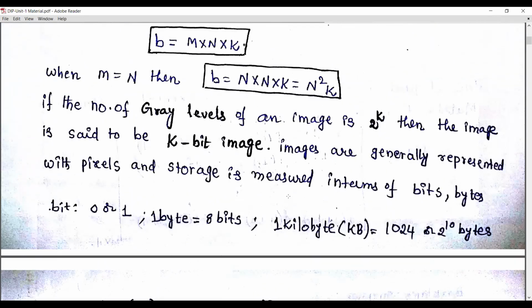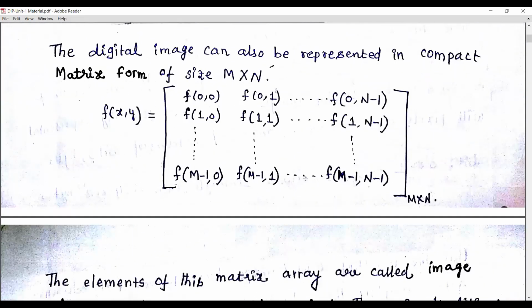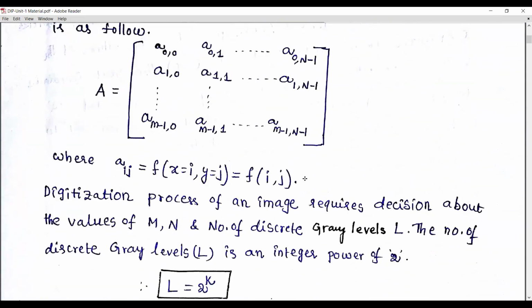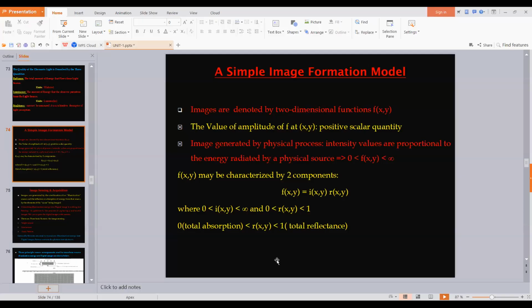An image is a two-dimensional function. We can represent it as f of x comma y, which is equal to f of i comma j, so x equal to i in this representation. That two-dimensional function has two components internally: an illumination component and a reflectance component. We will concentrate on the simple image formation model, because this is our topic today.